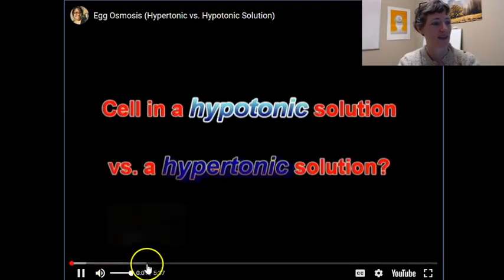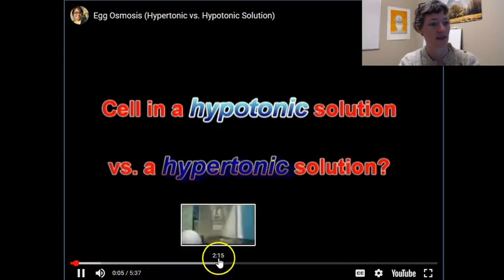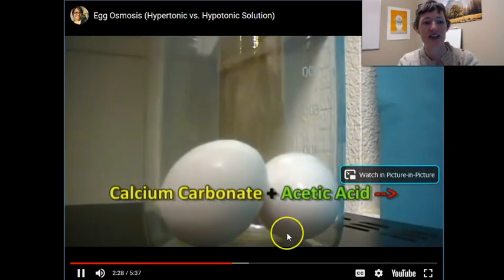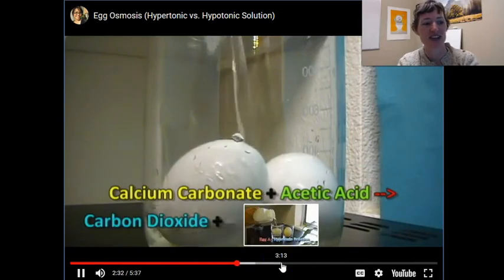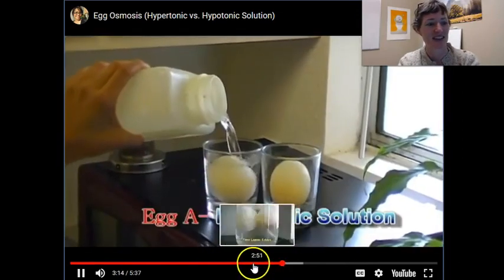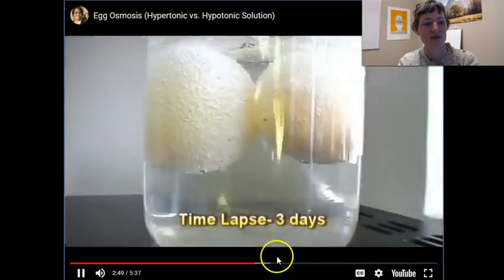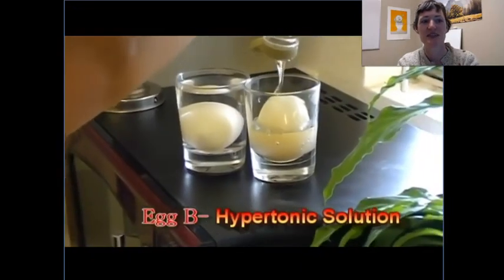What happens to a cell when it's placed in a hypotonic solution versus a hypertonic solution? Okay, so these are the eggs when they're in the vinegar. Calcium carbonate will break down, it's going to dissolve the shells. Hypotonic solution. There's the shell dissolving, forming lots of CO2 bubbles. Within 3 days, you should have a semi-permeable membrane. But here comes the interesting part.